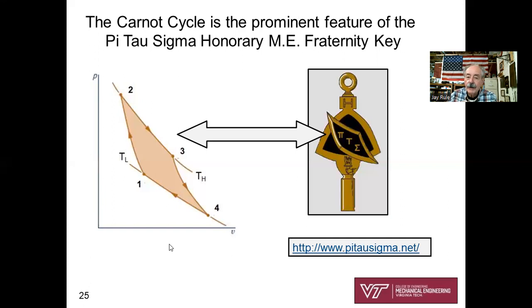It turns out that the Carnot cycle is a prominent feature on the Pi Tau Sigma honorary mechanical engineering fraternity key. And so I've shown a screenshot of both. Here's the PV diagram, and here's a screenshot of the fraternity key of Pi Tau Sigma that's associated with mechanical engineering students. And so I'd recommend you, if you're interested, to learn more about that. It is an honorary fraternity. It's not a social fraternity. And I think Dr. Scott Huxtable is the faculty advisor for Pi Tau Sigma. So I'd chase you to Dr. Huxtable to learn more about this honorary fraternity.